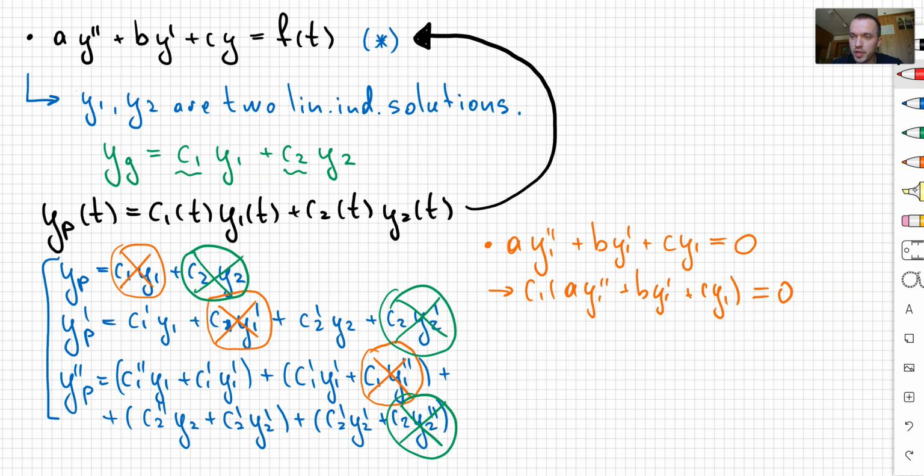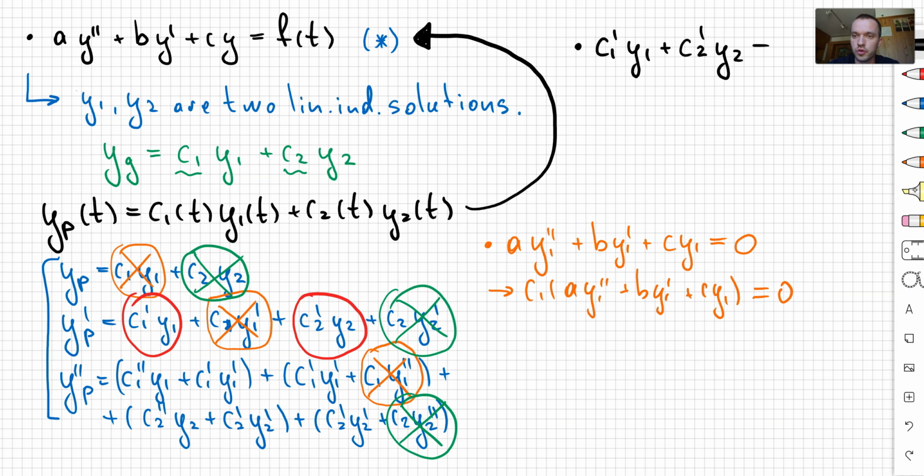So what else? We have these two terms for y prime, and remember that we have c1 and c2, two unknowns. In order to figure out those two unknowns, we need at least two equations. This is going to be exactly our first restriction, or in other words, our first equation, because I have no idea how c1 prime y1 and c2 prime y2 are related to each other. But I can say that I want to find functions c1 and c2 such that c1 prime y1 plus c2 prime y2 is equal to 0. And that is exactly my first restriction, or my first equation.